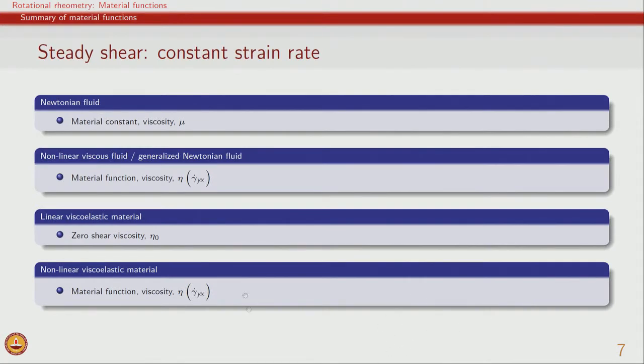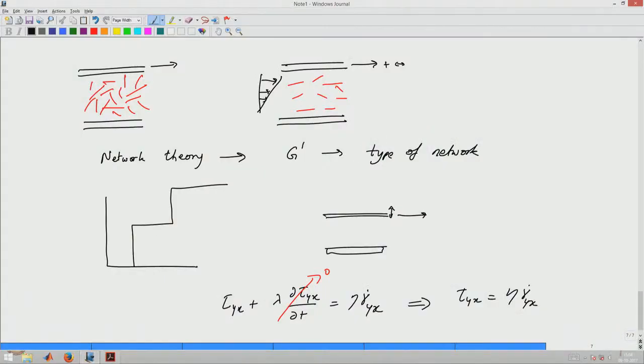So, therefore, for linear viscoelastic materials we call it zero shear viscosity. This is recognizing the fact that most viscoelastic materials will not have a constant viscosity, but at low strain rates they are likely to have a Newtonian plateau or a constant viscosity, and therefore, that viscosity is called zero shear viscosity. The strain rate is tending to 0, right. So, eta 0 is defined when strain rate tends to 0. So, eta as gamma dot yx tends to 0 is defined as eta 0.